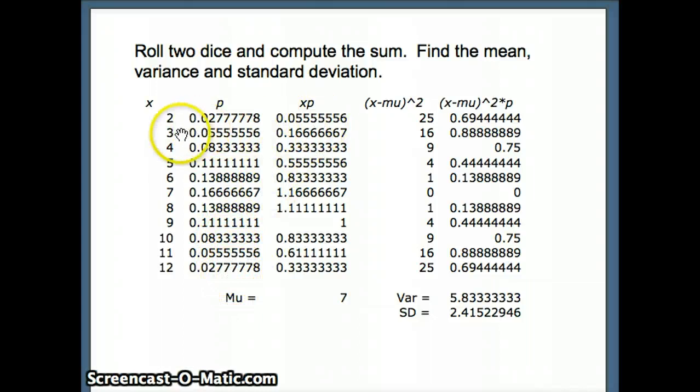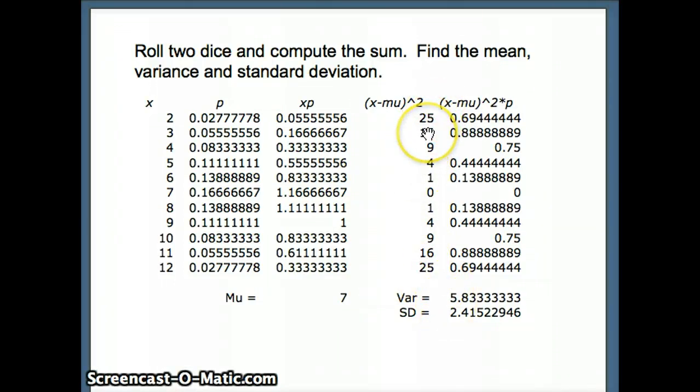This column corresponds to x times p, so 2 times 0.0277 is about 0.055, etc. We add up all of those numbers to get our mean, and our mean turns out to be 7. Then we want to take x minus mu squared. 2 minus 7 squared, 25. 3 minus 7 squared, 16, etc. This is our x minus mu squared column.